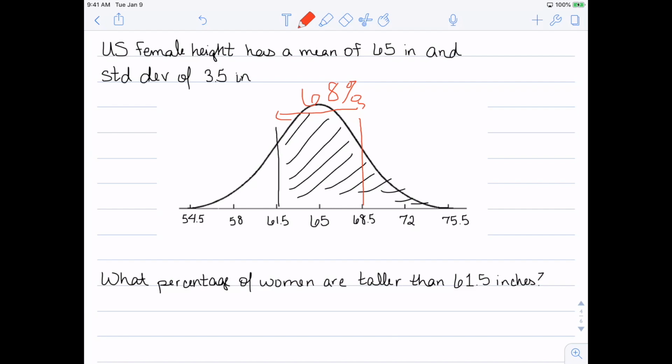Total, there has to be 100% of data under this curve, which means there's still 32% unaccounted for. Since it's symmetric, half of that's going to be on the left and half is going to be on the right. So there's 16% to the left and 16% to the right to get a total of 100%. So if I add up the pieces that I want, I would have 68 plus 16, which would be 84%.